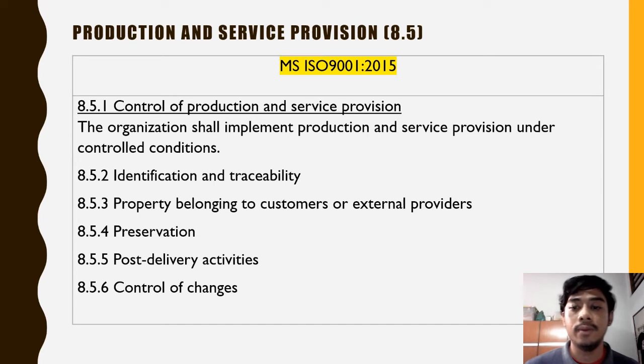Production and service provision, 8.5 in ISO 9001. So the control of production and service provision determines that the organization should implement production and service provision under controlled conditions. So the next one, identification and traceability. So the next one is property belonging to customers or external providers. So 8.5.4 is preservation, and the next one is post-delivery activities, and the last one is control of changes in production and service provision.